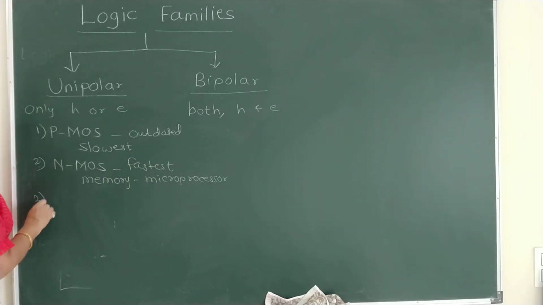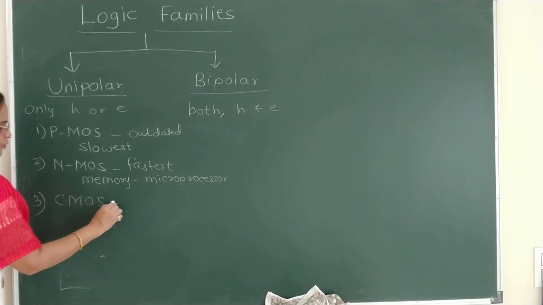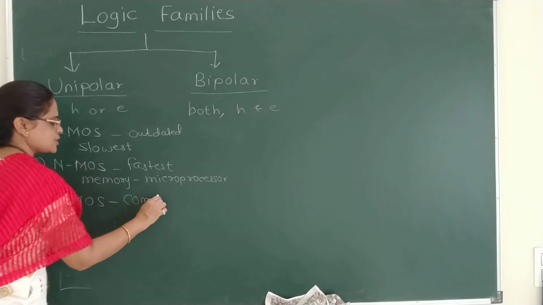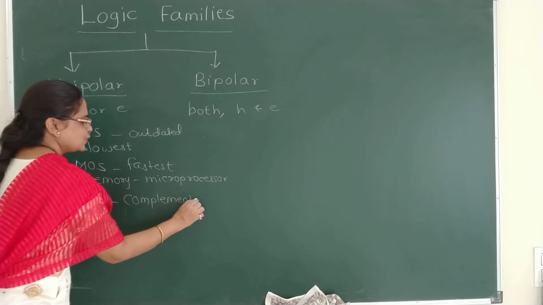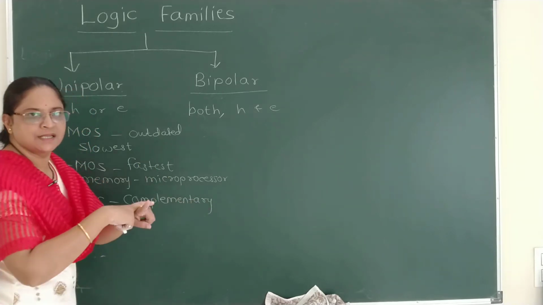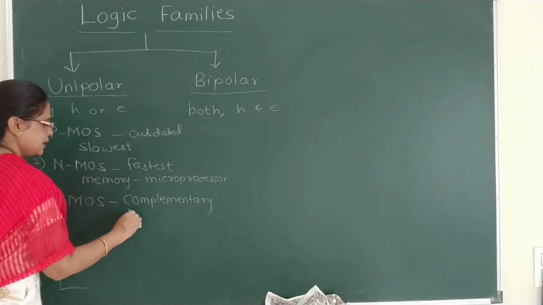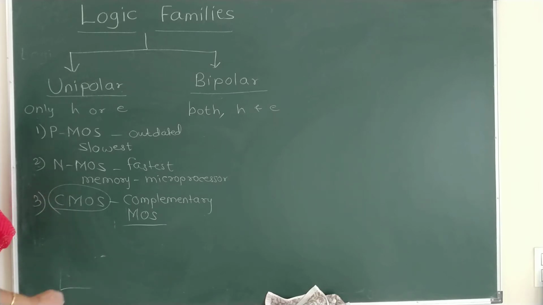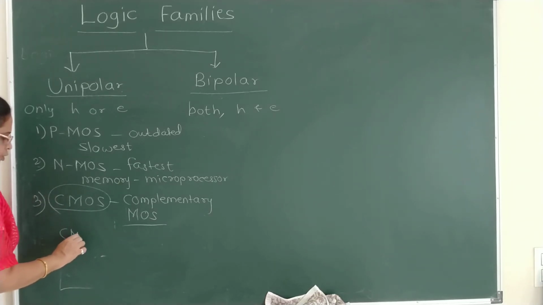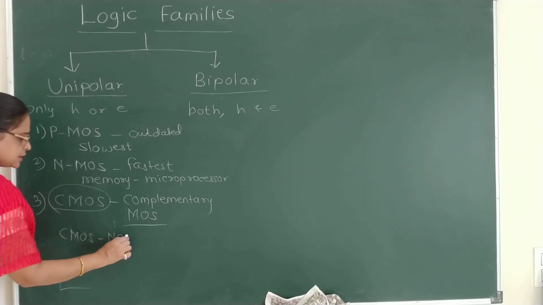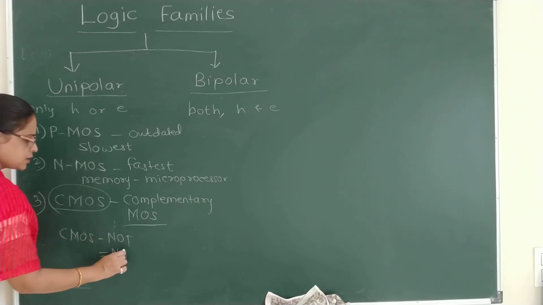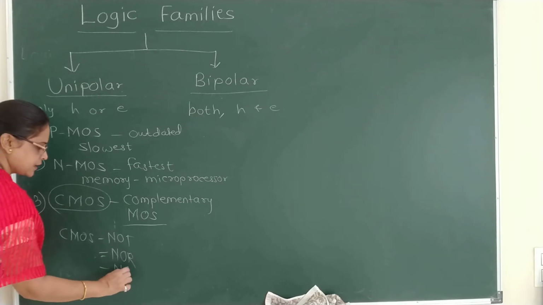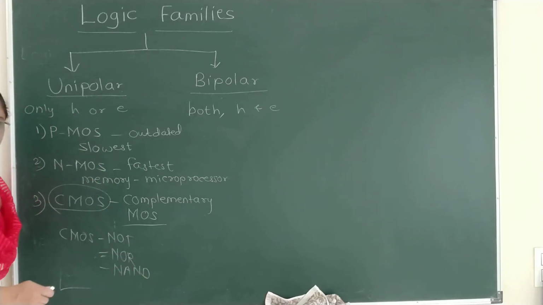And the third is the combination of both, known as the CMOS technique, which stands for complementary MOSFET. It means both work in opposite ways, complementary, opposite. So complementary MOSFET circuits are most popularly used for logic functions such as CMOS NOT, CMOS NOR, CMOS NAND circuits, which we have to study in this chapter.